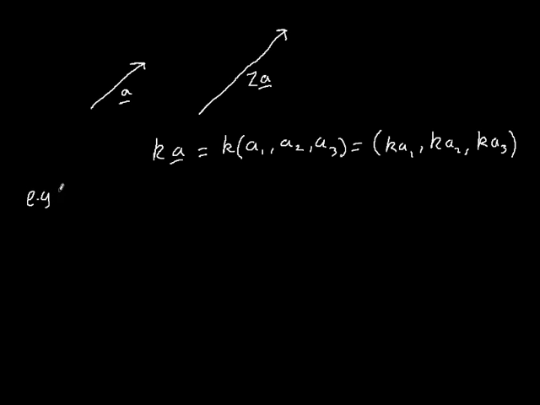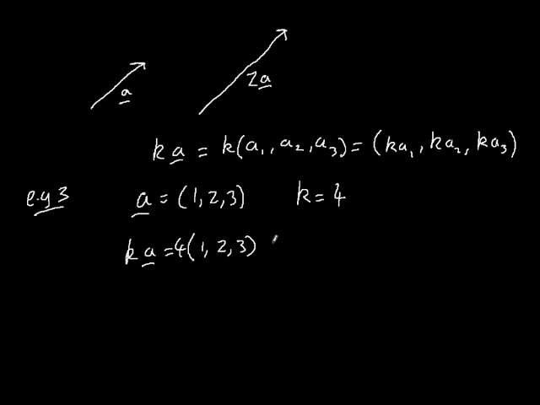Let's have a look at a third example. If I've got a vector A which is equal to 1, 2, and 3, and let's say I've got a scalar k which is equal to 4. What happens when I multiply A by my scalar k? We have 4 times A, which is 1 times 4 for the first value, 2 times 4 for the second value, and 3 times 4 for the third. Just a quick bit of arithmetic, and 3 times 4 is 12. So that's scalar multiplication.